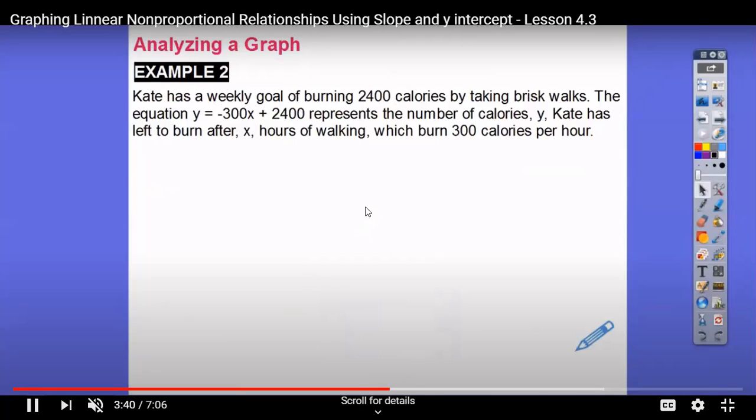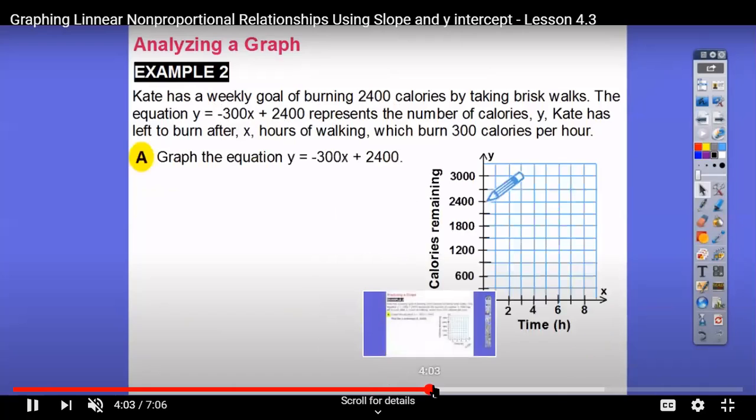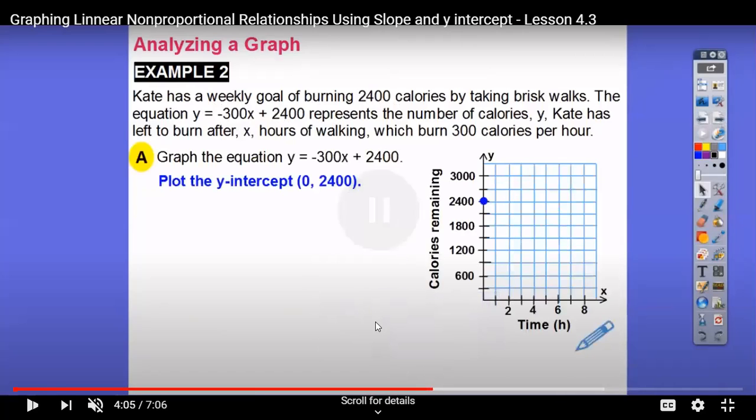First, we will represent it by using the graph, okay? And we have to choose the scale.